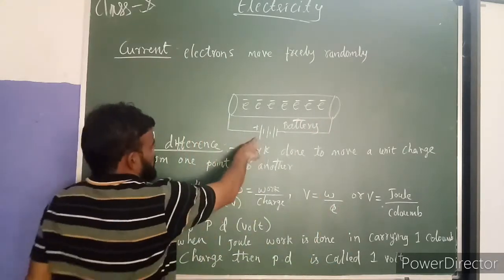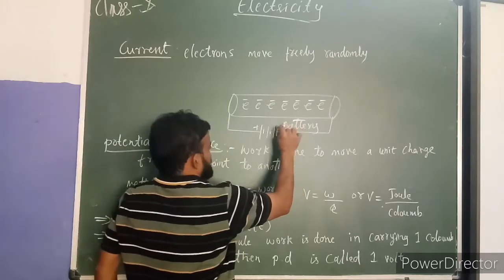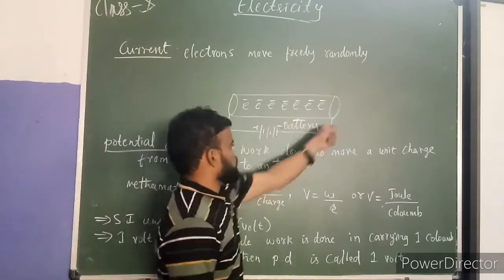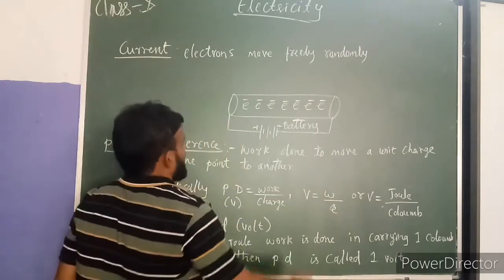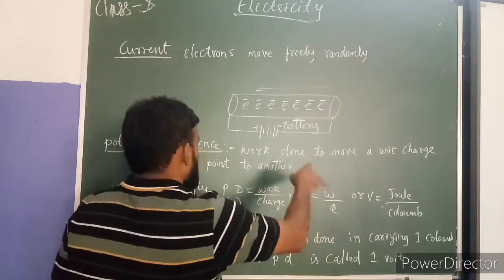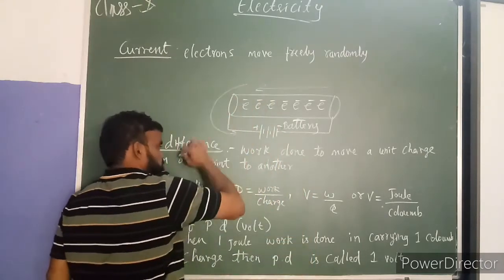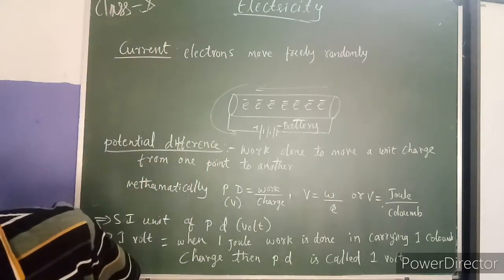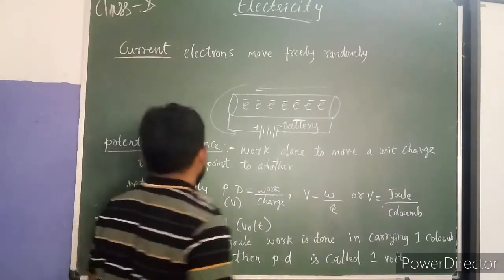In a battery, there is a positive terminal and a negative terminal. These are the two terminals. The cable wires are connected to the conductor. Then the electrons will move in one direction, only towards the positive direction. Electrons will move in the positive direction.